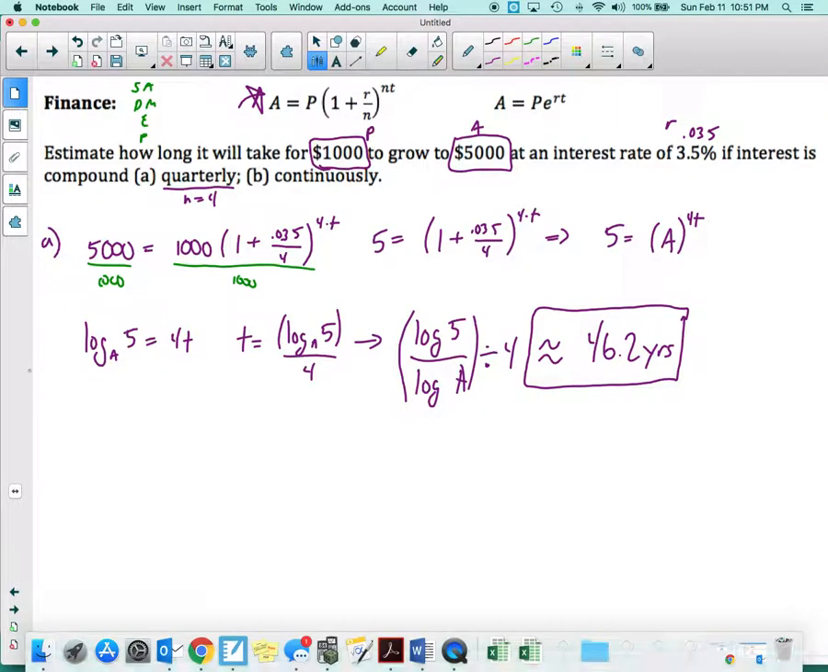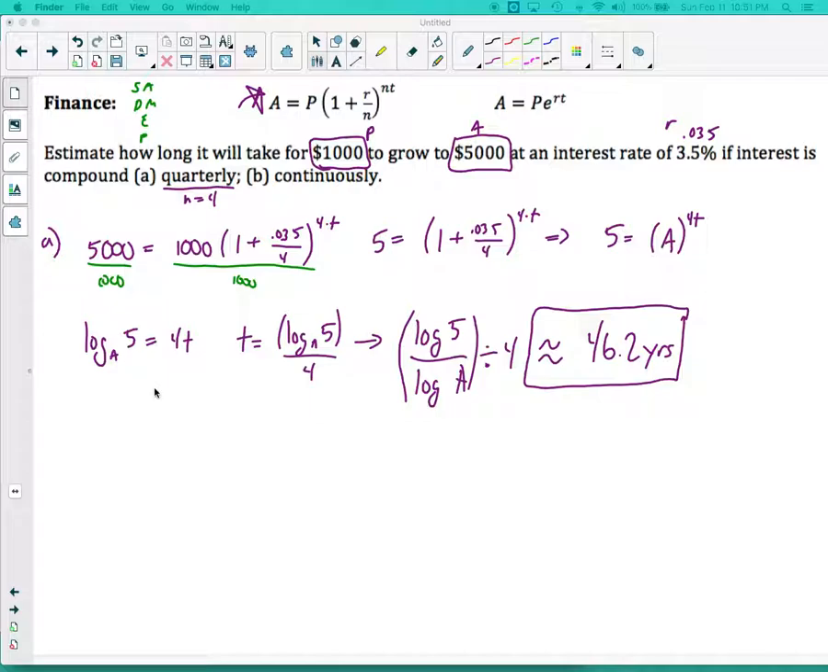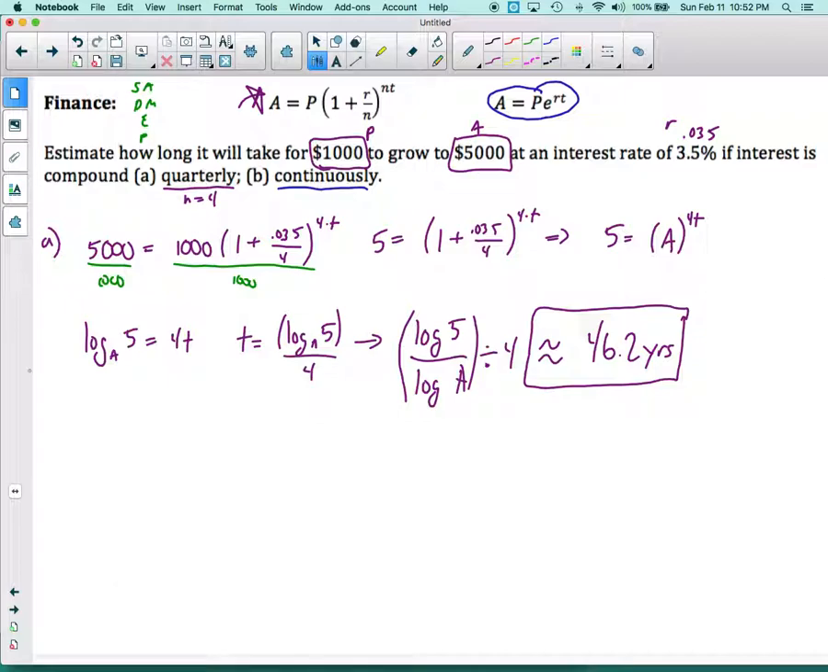All right, second part of this example is a little bit easier. You guys have done a problem like this before. We're going to use the continuous formula, so that means we're looking at this one. So B. A is still 5,000, P is still 1,000 times e to the rate. The rate is still 0.035, and we still don't know what t is.